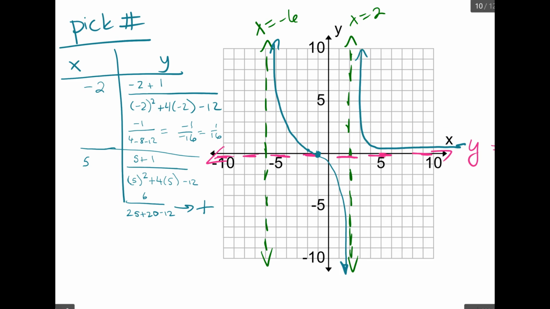Should I make it more accurate? No. Because I just care about being on that side of it. You see what I'm talking about? I follow the asymptotes here, so I'm close to it. It doesn't have to be super perfect. Your vertical and horizontal asymptotes must be 100% exact. They must be dashed. You must label them.